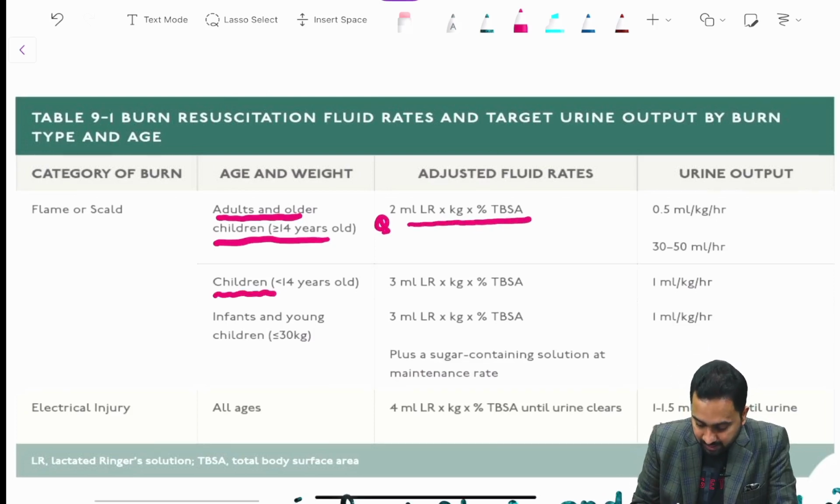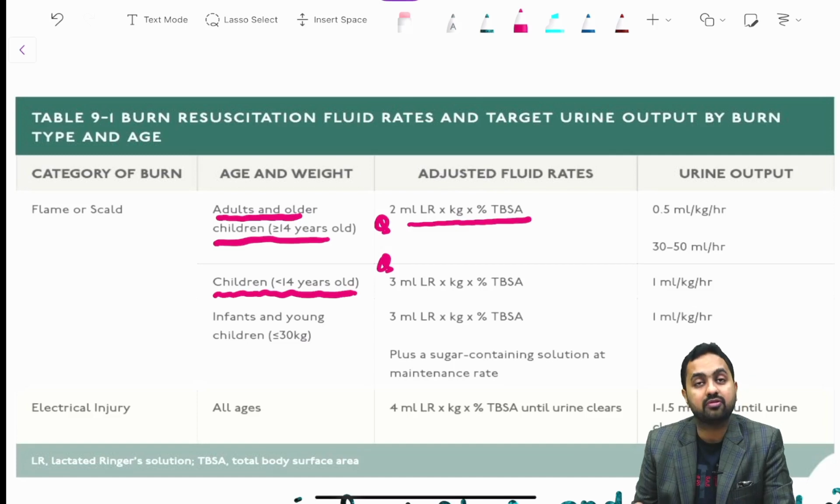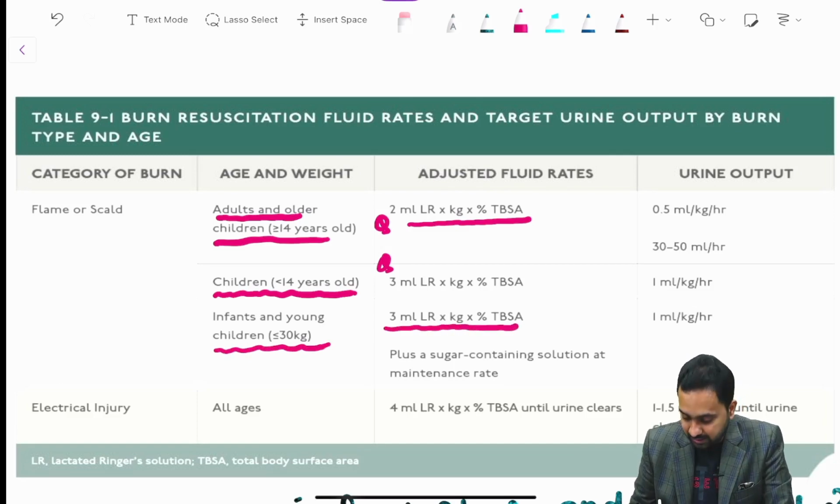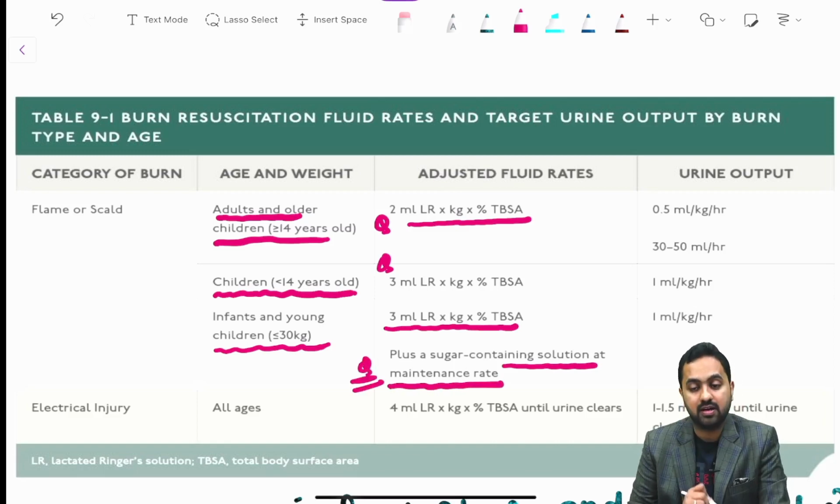Now, in case of children less than 14 years old, we have 3 ml Ringer lactate into kg into body surface area. Whereas in infants and young children, we have the same plus a sugar containing solution at a maintenance rate. So, this is important: in infants and young children, that is weighing less than 30 kg, we need to add a maintenance fluid also.